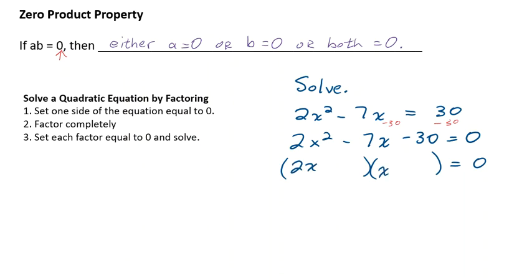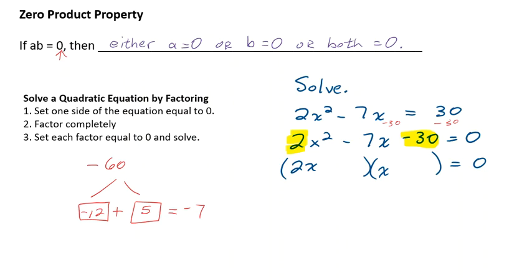I know that 2x times x has to be 2x squared. I like to use a modified version of the guess and check method where I multiply the 2 times the negative 30, and that gives me negative 60, and then I figure out what multiplies to be negative 60 and adds to be the middle number. The middle number is negative 7, the b value. We might need to mess around with this a little bit, but it turns out that 12 times 5 is 60. So we would have negative 12 plus 5. That would multiply to be negative 60 and add to be negative 7.